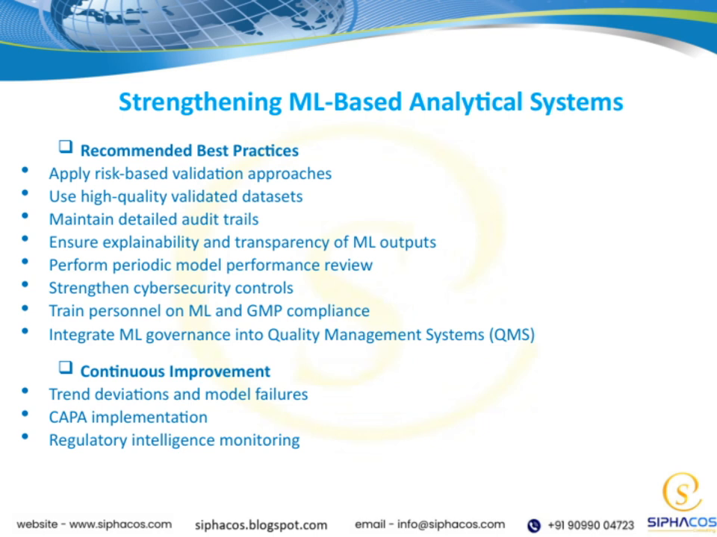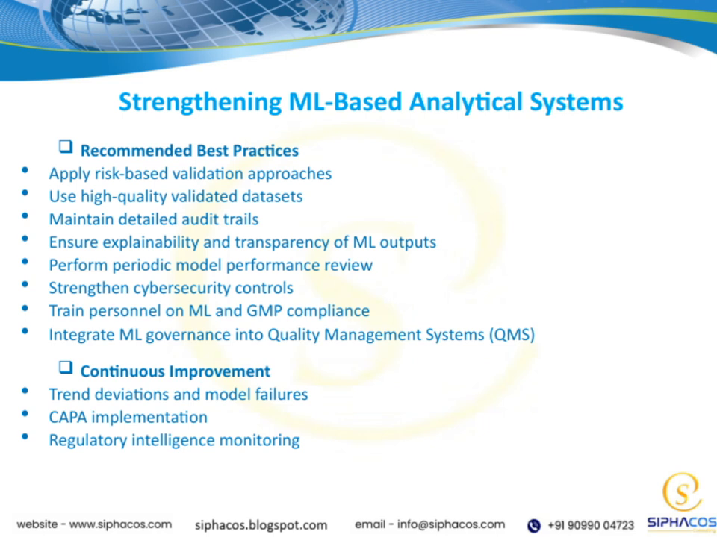Regular performance reviews of our models help us catch any issues early and keep our systems reliable over time. Strengthening cybersecurity controls protects our systems from threats, which is more important than ever. Additionally, training personnel on ML concepts and GMP compliance ensures everyone is aligned and capable of managing these complex systems properly. Integrating ML governance into our quality management systems creates a structured framework that supports consistent and compliant practices.